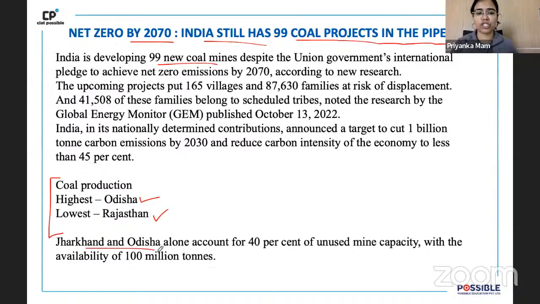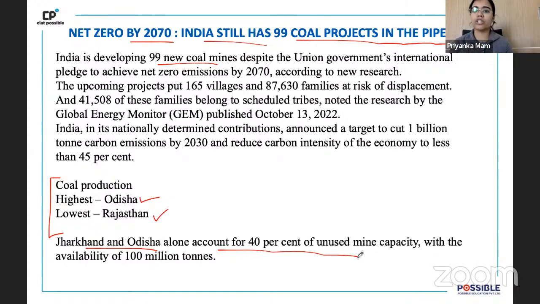In fact, Jharkhand and Odisha alone account for 40% of the unused mine capacity with availability of 100 million tons. ठीक है, जहां पे एक तो हो गए already going on projects, एक हो गए upcoming projects. So there are also upcoming projects in Odisha and Jharkhand and many other states. So all we have to keep in mind is actively right now the most amount of coal production is happening in Odisha, the least is happening in Rajasthan, and it doesn't happen in every state, right? Because not every state has that kind of natural source, right?